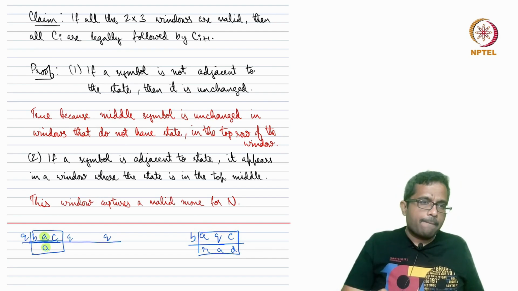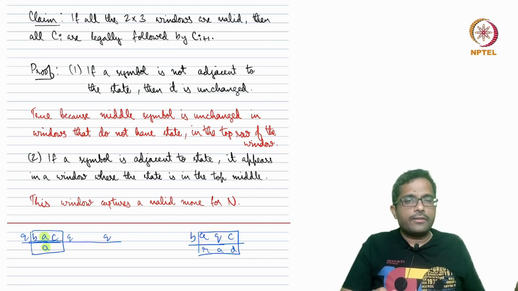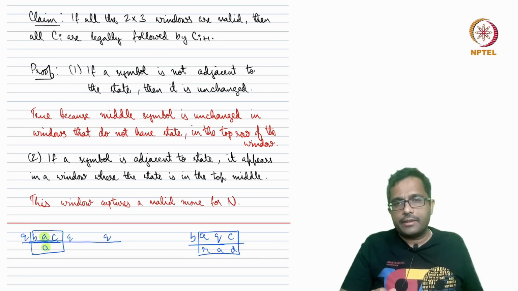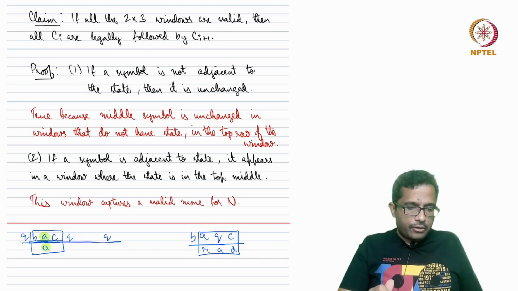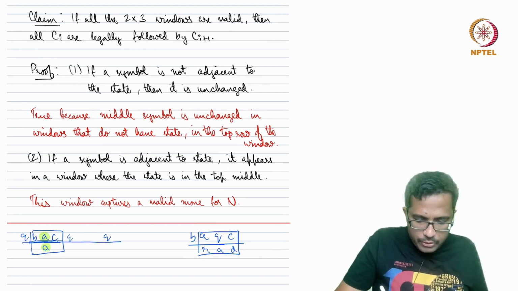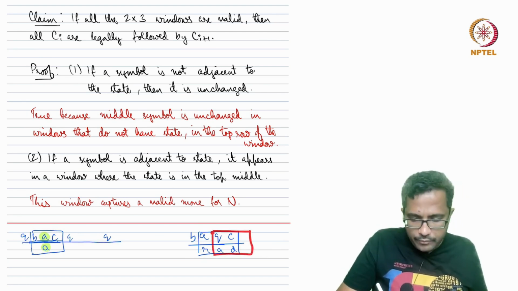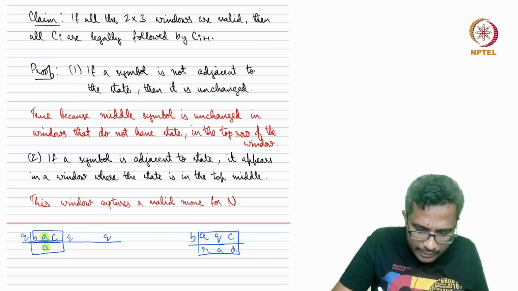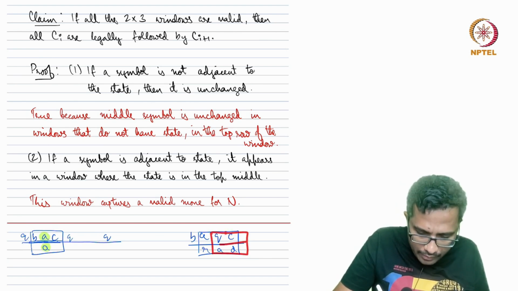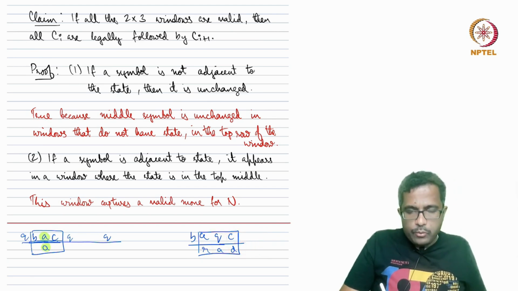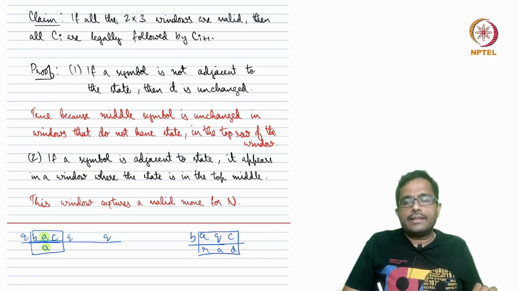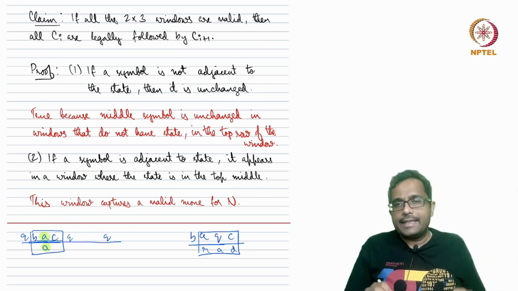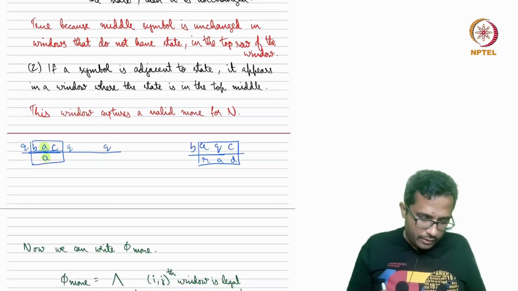Hence, this ensures that any configuration is a valid successor of the previous configuration, right? And also there is sufficient overlap which ensures things are reflected properly. So this is why we need to tile the thing with overlap, because we want every symbol that is adjacent to the state to look at the windows where the state is in the top middle.